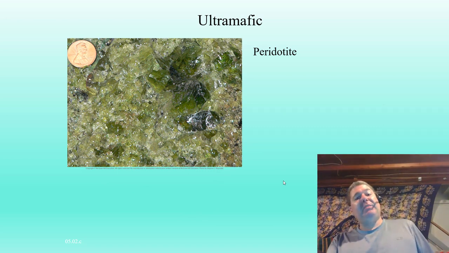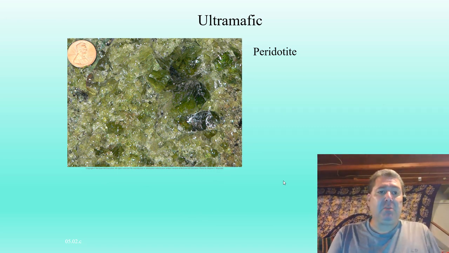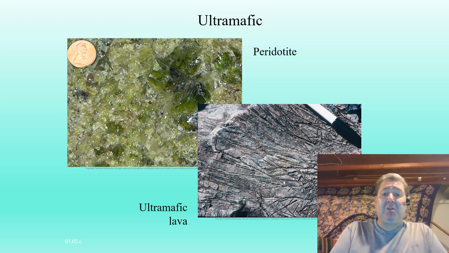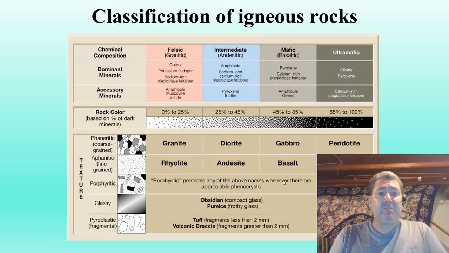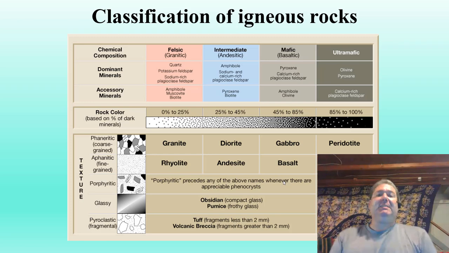We also have ultramafic rocks. This one is almost pure olivine. It's called peridotite, but we won't worry about this in class. Here's an ultramafic lava. What we will worry about in class is this.